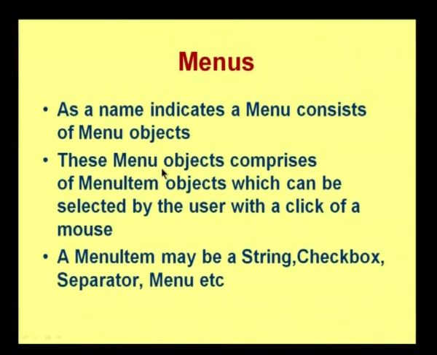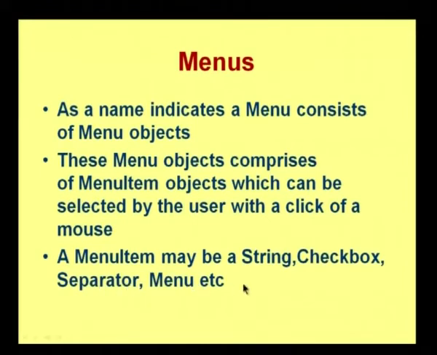As the name indicates, a menu consists of menu objects. So, I have a menu and then I have a list of menu objects, and these menu objects comprise menu items, which can be selected by the user with a click of the mouse. Only the menu item object is the one which is going to decide upon what activity you are going to do. A menu item may be a string, checkbox, separator, menu, etc.